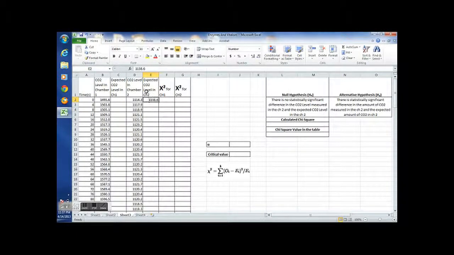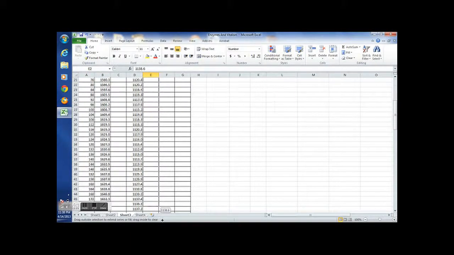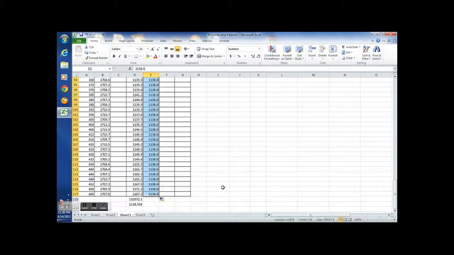I will not enter the same number in each cell. What I'll do is move my cursor to the bottom right corner of the cell, and when I see this cross sign, I will click and drag it all the way down. It will copy all the numbers. That's it.